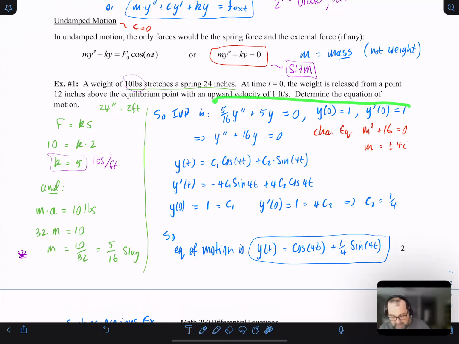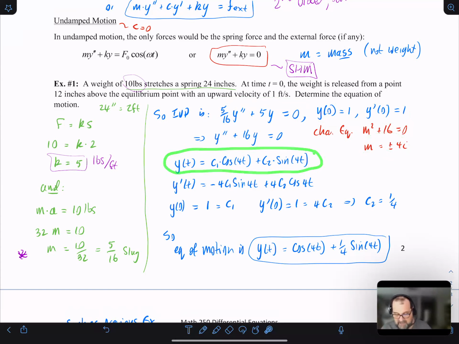And again, we can solve this. This is actually pretty easy to solve. It is a homogeneous equation. We can come up with a characteristic equation. It has complex roots. Complex roots are to be expected here because complex roots give us a solution with cosine and sine, and that is what we're expecting here.